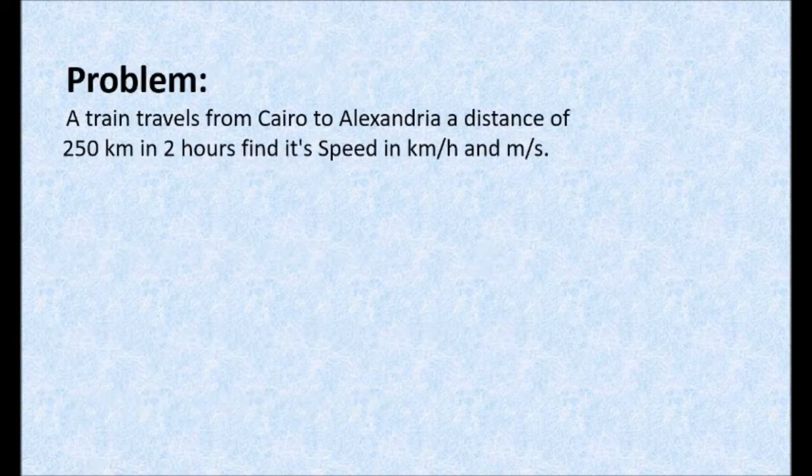Let's see this problem. If we have a train that travels from Cairo to Alex, a distance of 250 kilometers, in 2 hours. So the distance covered is 250 and the time is 2 hours. Find the speed in kilometer per hour and meter per second. Firstly, we will answer this problem by getting the speed in kilometer per hour. We must write three things. Firstly, the rule. Secondly, the steps of your answer, and finally, the final answer and the unit.